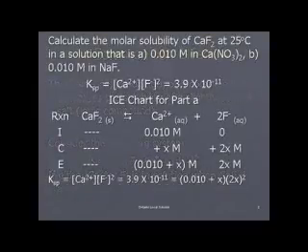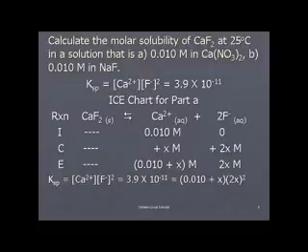Well, what we'd like to do is calculate the molar solubility of calcium fluoride at 25 degrees Celsius in a solution that is, for part A, 0.010 moles per liter in calcium nitrate, and for part B, 0.10 moles per liter in sodium fluoride. So there's going to be a common ion in each of these solutions. In part A, it'll be calcium.